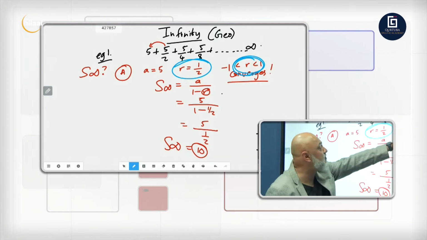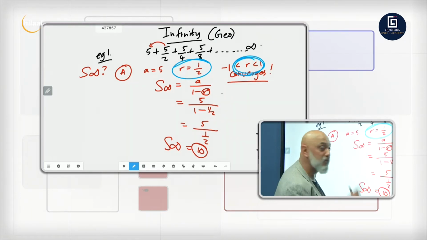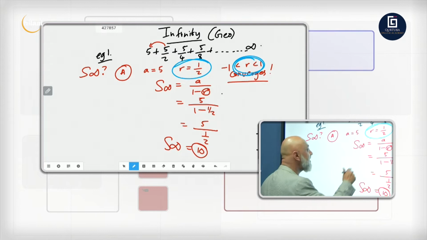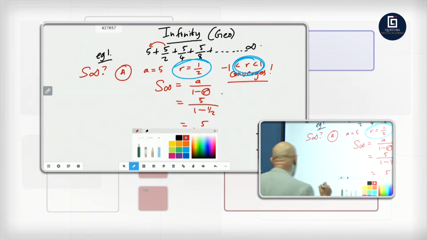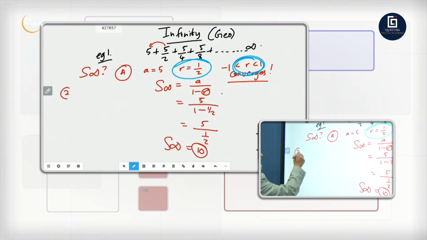In this case, it converges because R is a fraction. We're looking at R, your common ratio, not your sum to infinity, although your sum to infinity is 10. Now we can answer the second question, and let's answer it here on the side. Does the above series converge or diverge? Question number 2. It converges.